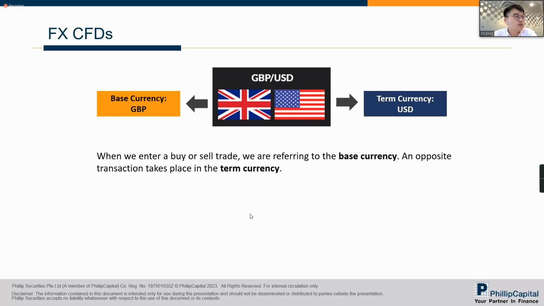So let's go to the FX CFD, Forex CFD. In this example, GBP per USD, the base currency is Great Britain pounds and the terms currency is US dollar. When we enter a buy or sell trade, we are referring to the base currency, and the opposite transaction takes place in the terms currency.